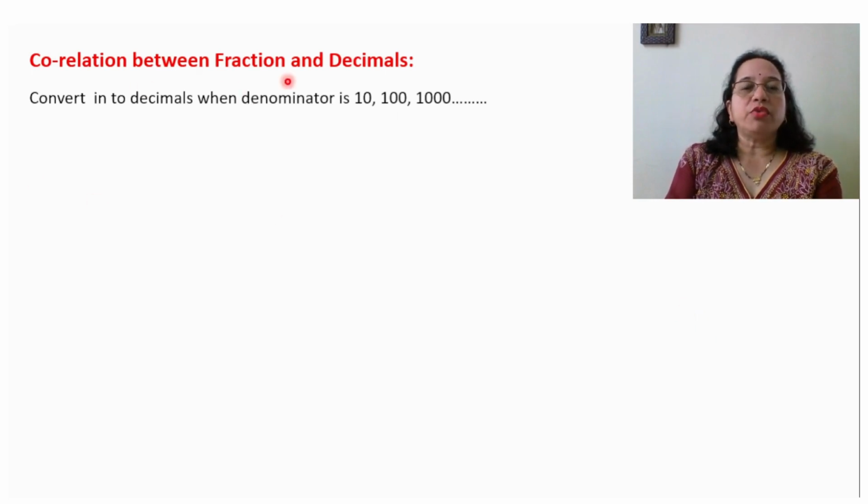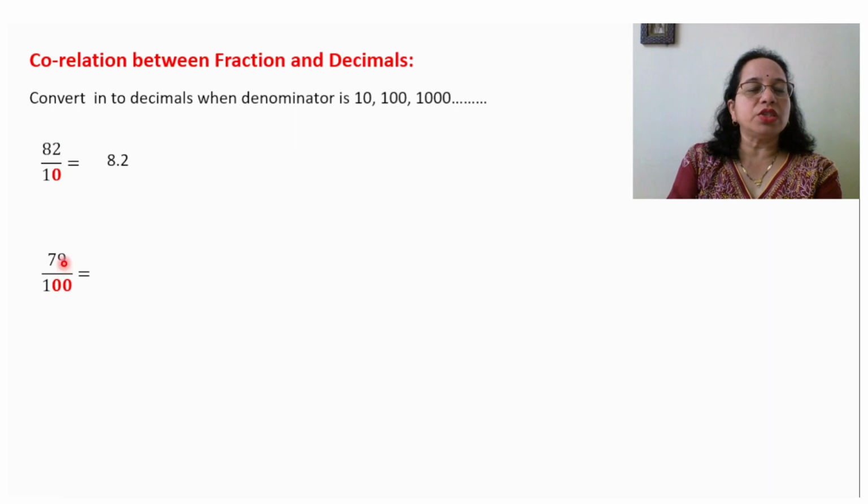The correlation between fraction and decimal, take a few more examples. Convert into decimal when your denominator is 10, 100 and 1000. So take the first example, 82 upon 10. How many zeros are there? 1. So in the numerator, leave this one place and your decimal will come between 8 and 2. So the answer will be 8.2. 79 upon 100, two zeros are there, so leave this one and 2, so your decimal will be 0.79. Whole part is missing, so we will write 0 in the whole part.